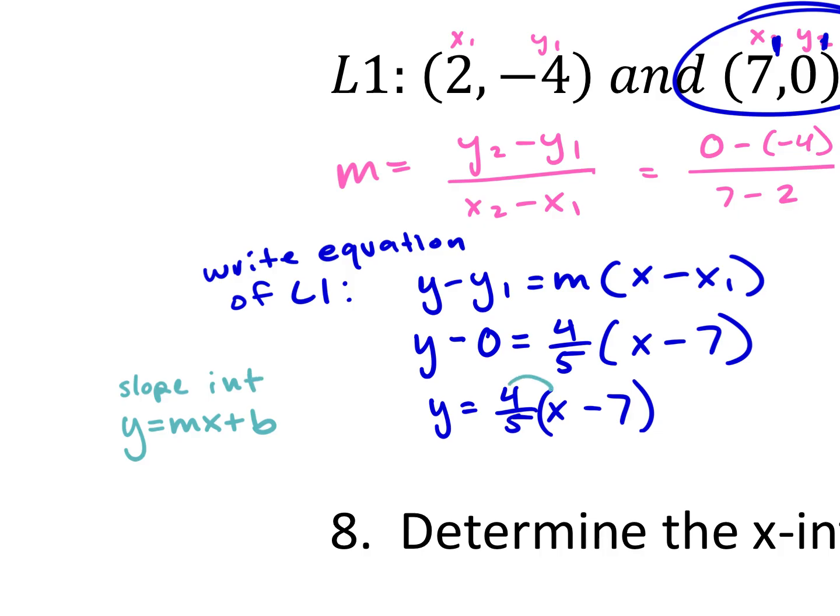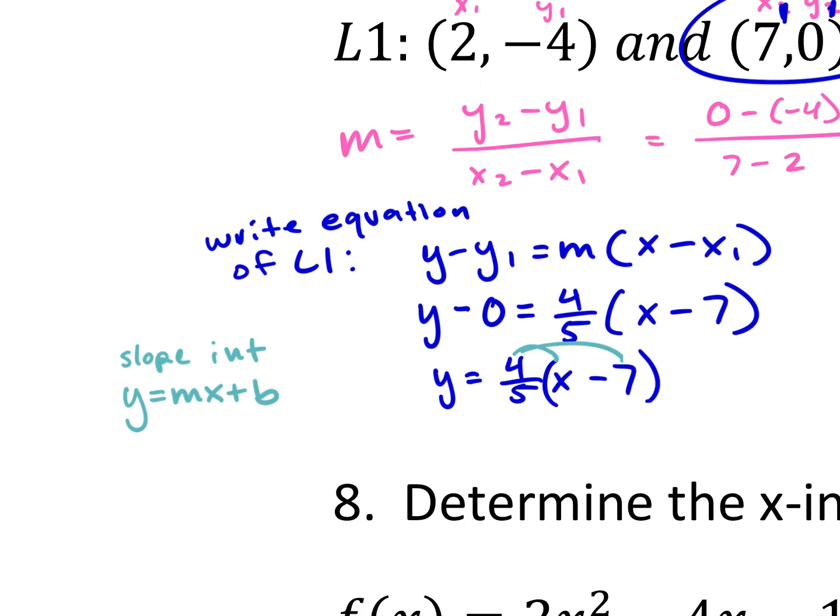We got to distribute the 4 over 5. Now use your answer choices to help you. There might only be one answer choice that has the correct slope, so you wouldn't even have to put it in the equation of a line. If you find the slope, look at your answer choices and use process of elimination. You might only have one answer choice that has the right slope. You might have 2, and then you have to do some more math to figure it out.